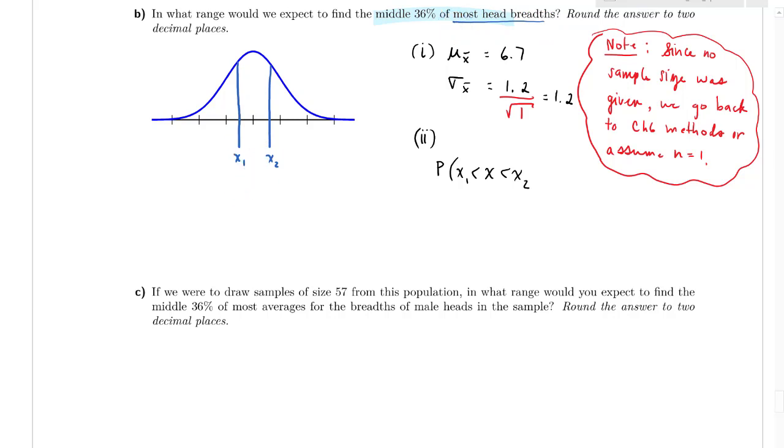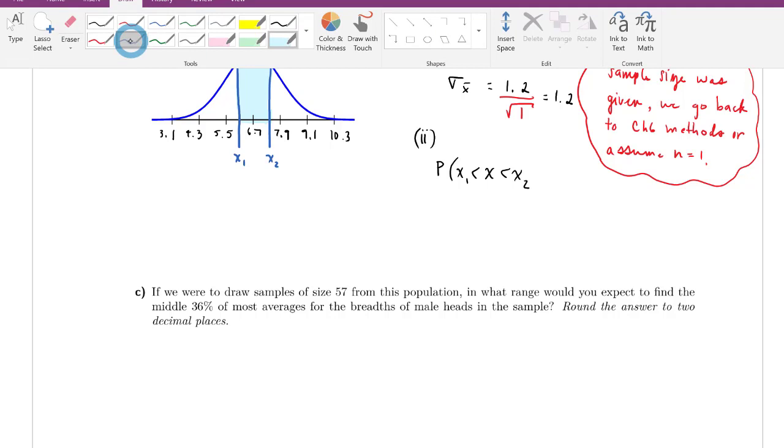So this means that if I go ahead and label my x-axis, I would have 6.7 here, and then add and subtract one standard deviation, which here in this case would be 7.9, 9.1, and 10.3. And to the left, it would be 5.5, 4.3, and 3.1. And so if I was looking for the middle 36% of just head breadths, notice not averages of head breadth, but just head breadths itself, I'm just looking for this certain number of inches.